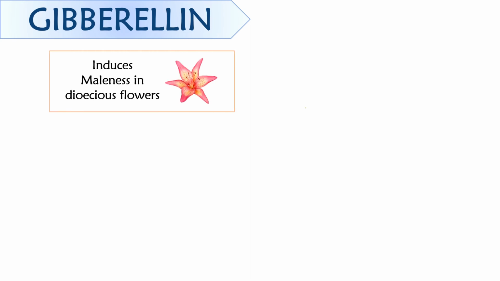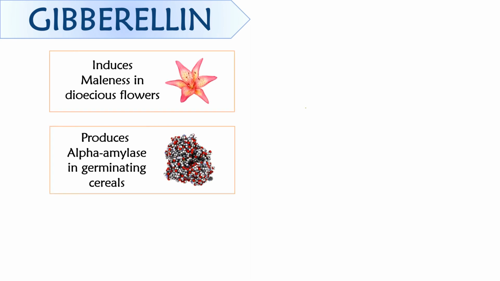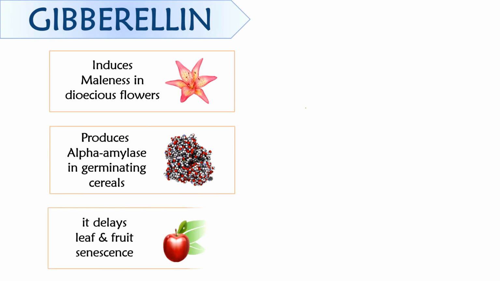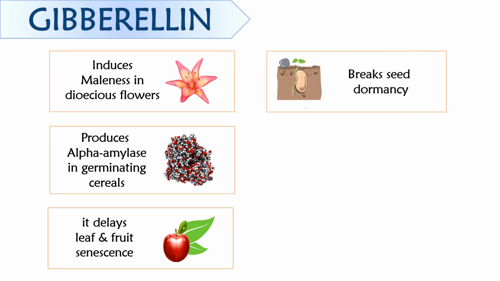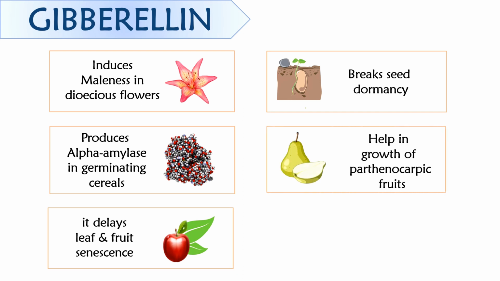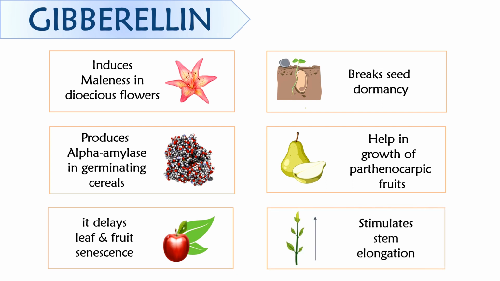Function of gibberellins. Gibberellin induces maleness in dioecious flowers. It also produces alpha amylase in germinating cereals. It delays leaf and fruit senescence. Gibberellin breaks seed dormancy so that it can germinate into a plant towards the presence of light. It also helps in growth of parthenocarpic fruits. Gibberellin stimulates stem elongation.